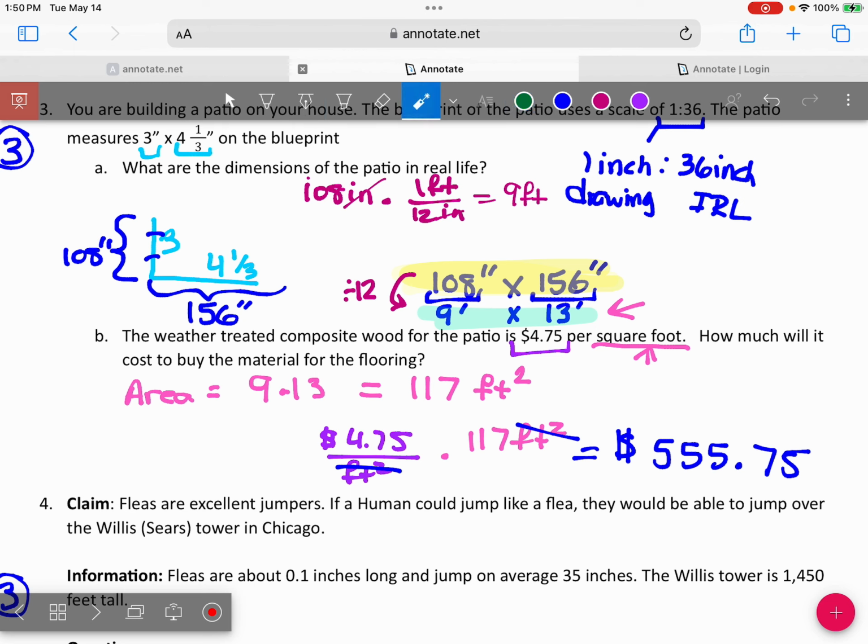So there's a few different ways to work your way through this. But I think going from drawing to inches, inches to feet, feet to area, area to cost is going to be the easiest kind of direct way through.